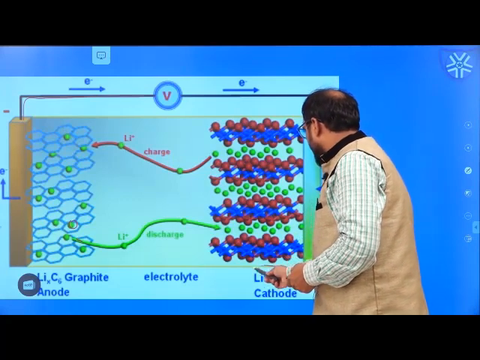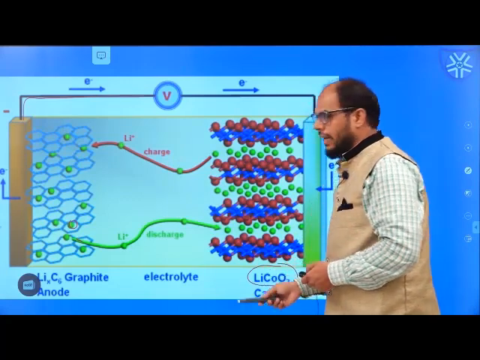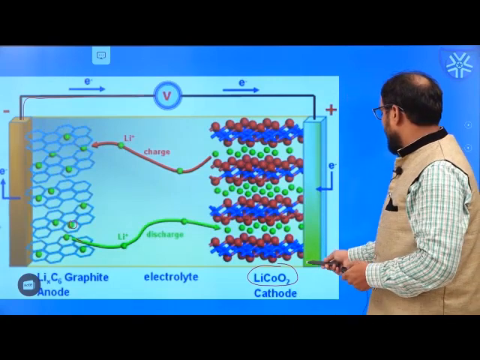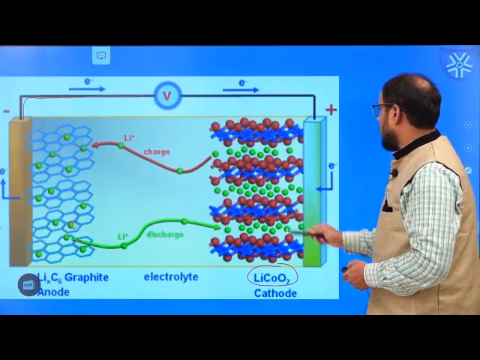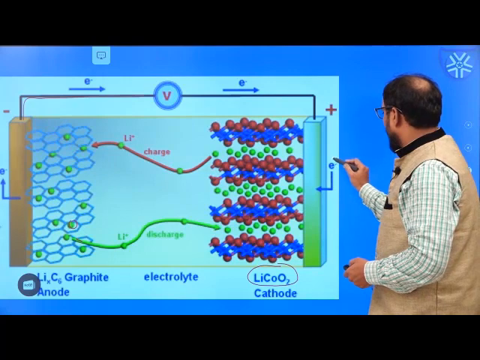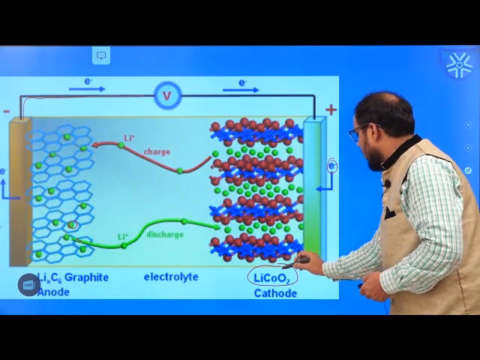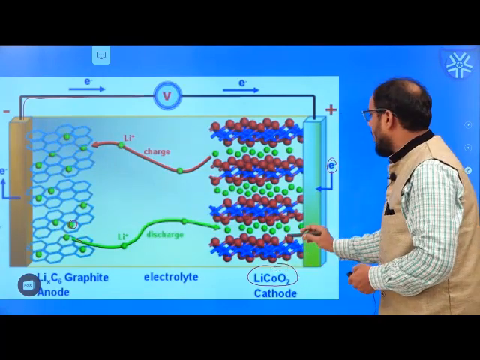At the cathodic compartment, we have lithium cobalt oxide. So, we can see that the cobalt is in +4 oxidation state. This electron will reduce the oxidation state of the cobalt from +4 to +3.